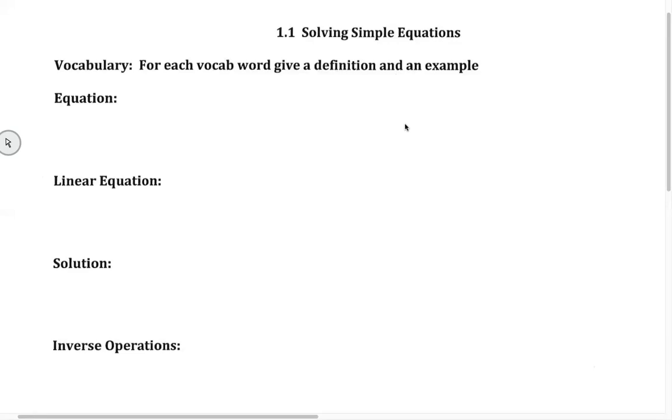We talked about how equations, okay, have an answer. They have an equal sign. All right? So an equation is two expressions that are set equal to each other.